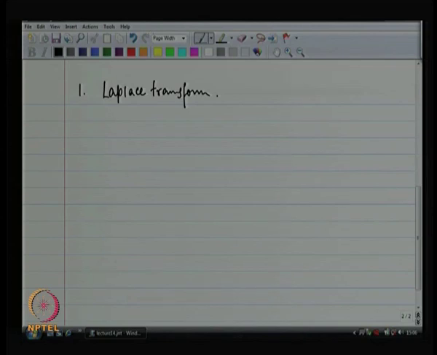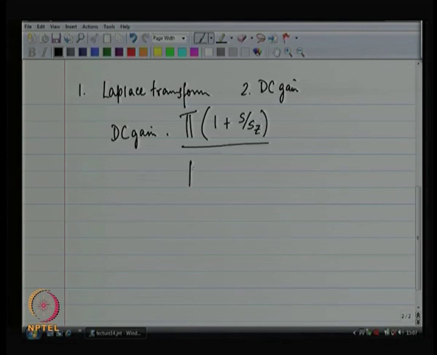Find out the DC gain, and then you have the DC gain times some poles and some zeros. Right. This is how your Laplace transform looks, and now what you want to do is to find out, let us say, the 3 dB bandwidth.